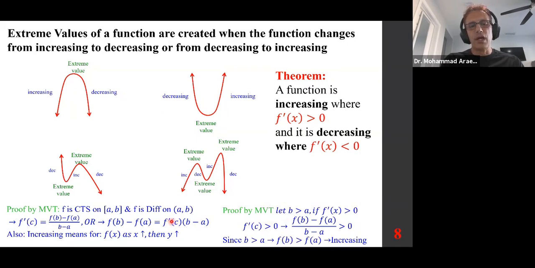If f prime is positive, then positive times positive, the right side becomes positive. And therefore, the left side, f of b minus f of a, is positive. That means f of b is larger than f of a. And that is the definition of increasing. So this is the proof using the mean value theorem. I don't want you to worry about that at all.